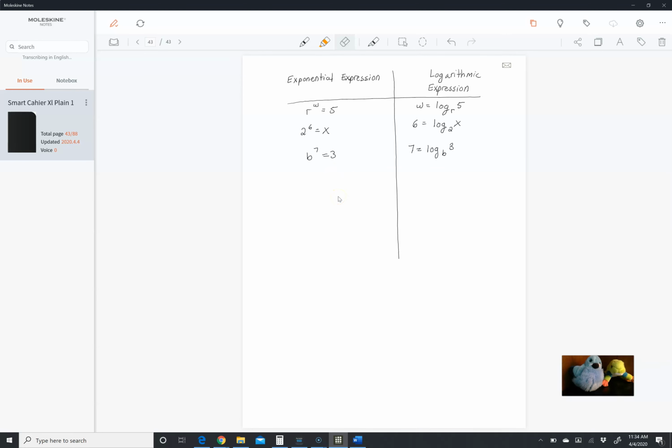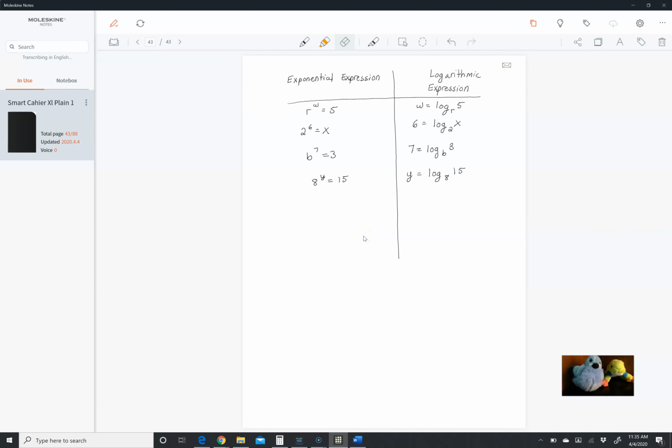If we have y is equal to log base 8 of 15, the base of the logarithmic is 8. That's going to be the base of the exponential. The whole purpose of a log is to solve for the exponent. So the y is what we've solved for here. So y is the exponent. And then the argument is our answer.